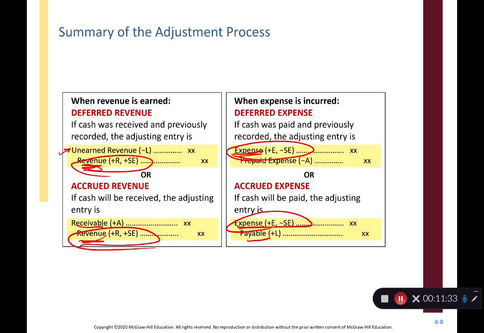If I previously had an unearned revenue and now I'm earning it, that unearned revenue goes away. If I previously prepaid an expense, now I'm using it, the prepaid goes away. If I've earned revenue and I haven't received it, I have a receivable. And if I've used an expense and I haven't paid it, I have a payable. Trust the logic, my friends.